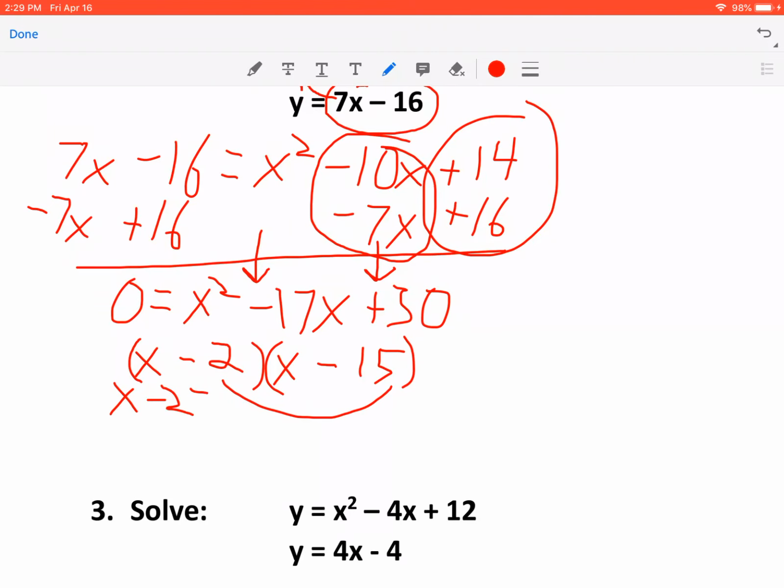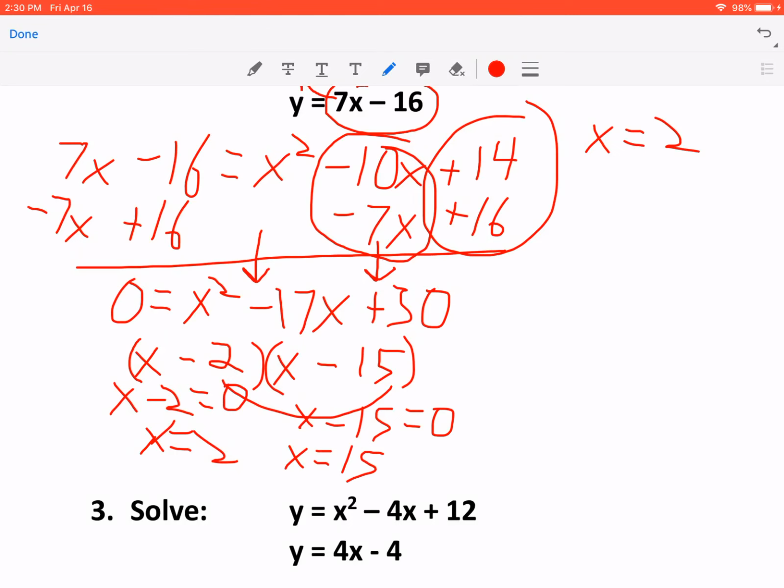X minus 2 equals 0. What are you going to do to get x by itself? Bring that minus 2 over. So one answer is x equals 2. I'm going to put it up here. And if I do x minus 15 equals 0, how do you get rid of minus 15? Add 15, so the other answer is x equals 15.